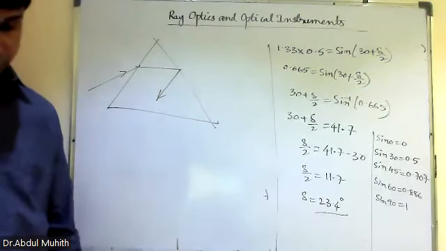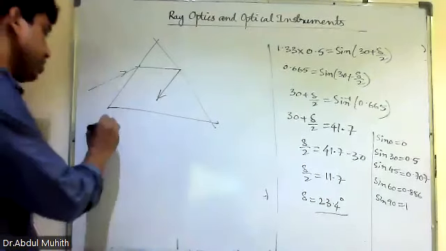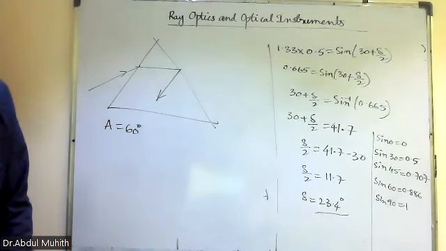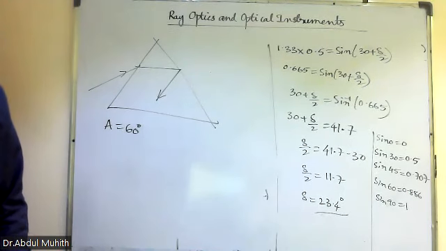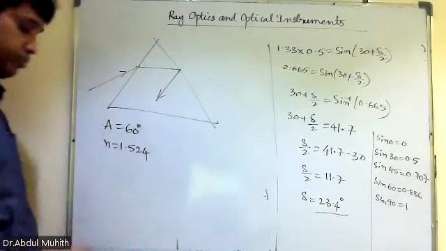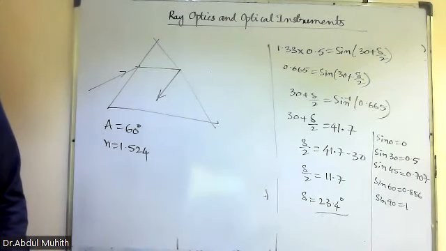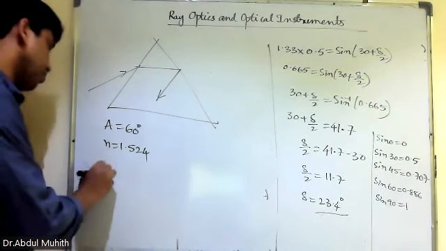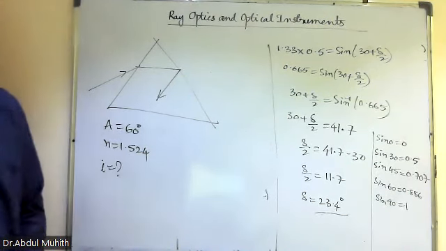So how much is the prism angle? A is equal to 60 degrees. The second one, the refractive index of the material of the prism is n equal to 1.524. He has given these two values. So at what angle should the light be incident? What is the angle of incidence he is asking? So what is the formula you will use now?